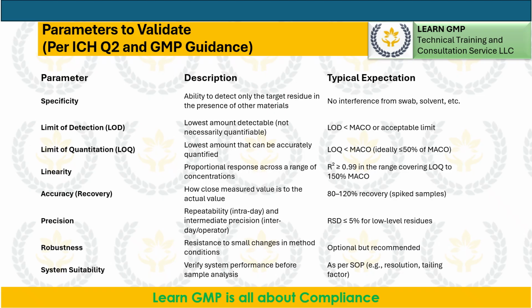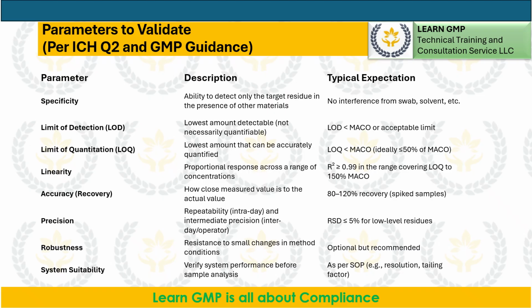Parameter: limit of quantitation, LOQ. Description: lowest amount that can be accurately quantified. Typical expectation: LOQ < MACO, ideally less than or equal to 50% of MACO. Parameter: linearity. Description: proportional response across a range of concentrations. Typical expectation: R² greater than or equal to 0.99 in the range covering LOQ to 150% MACO. Parameter: accuracy, recovery. Description: how close the measured value is to the actual value. Typical expectation: 80 to 120% recovery.